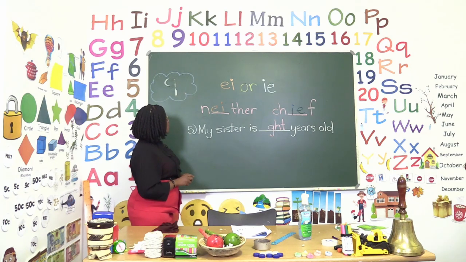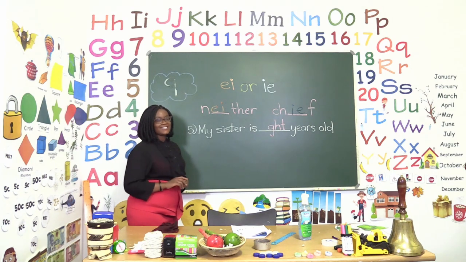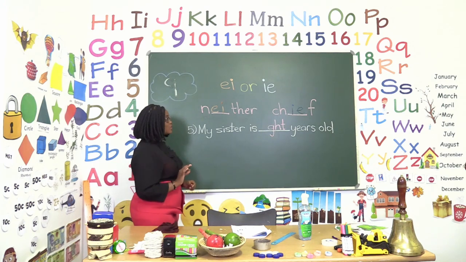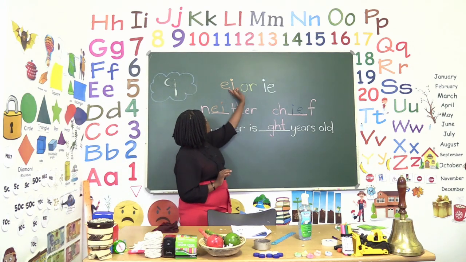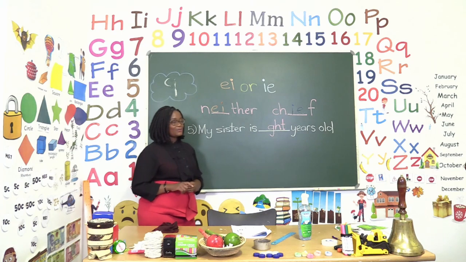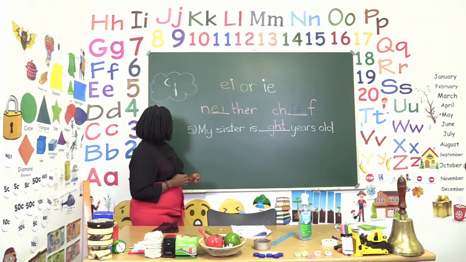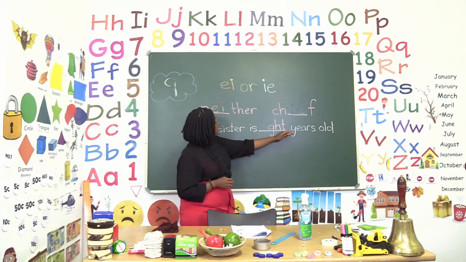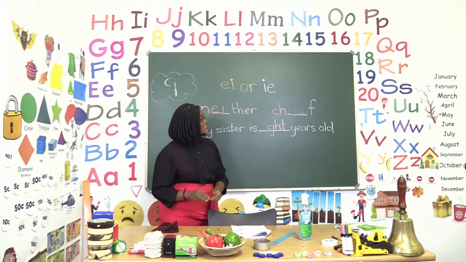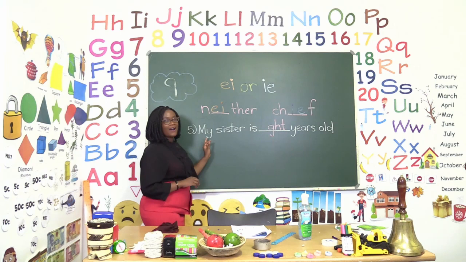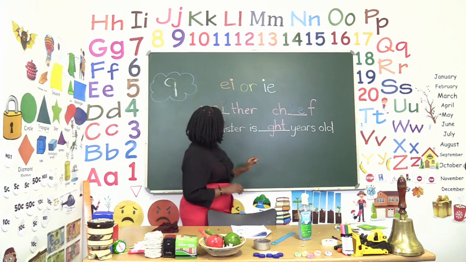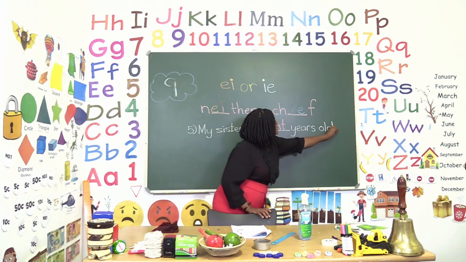Then we move on now to the sentences. Now they have given you the first letters and it's up to you to choose which one is the correct one. Let's read the sentence on the board. My sister is dash years old. Let's read it again. My sister is dash years old.